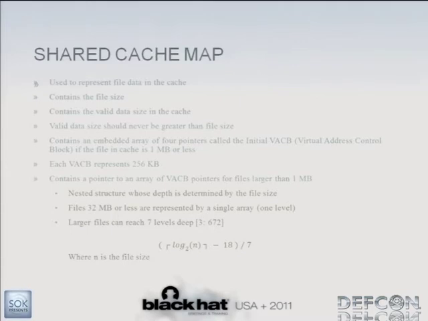It can represent 32 megabytes if it's one level deep. I forget the number, but I believe each array has 128 entries. If you read Mark Russinovich's and David Solomon's book on Windows Internals, chapter 13, I believe, in the newest version, is all about the cache. And they'll tell you how to calculate the depth of this tree. So arrays of arrays of arrays of arrays, it gets really fun.